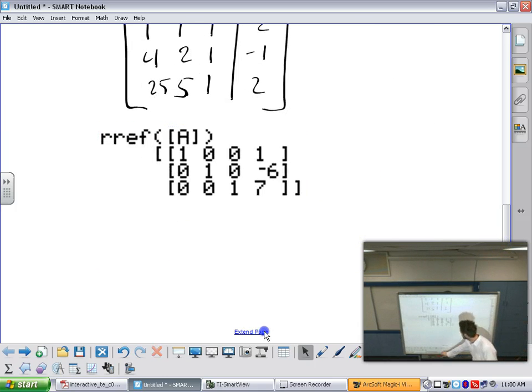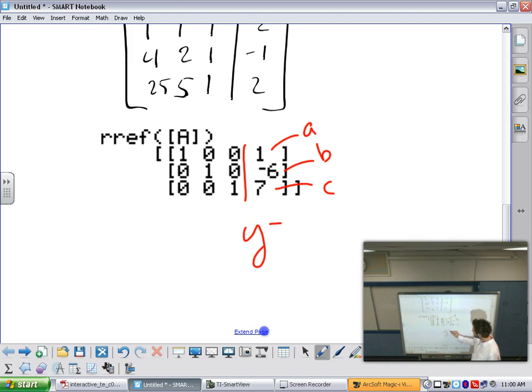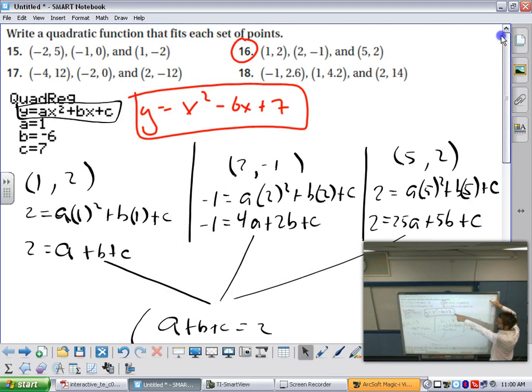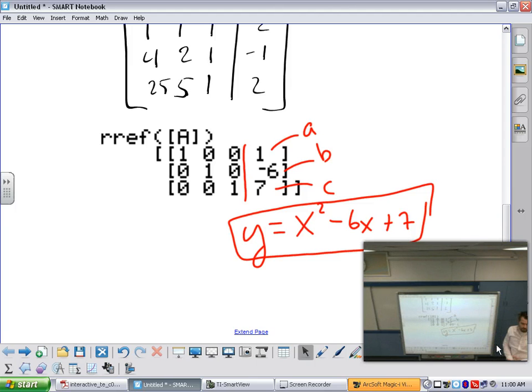That means my answer, first of all, it did successfully put it in reduced row echelon form. I have 1s on the main diagonal, 0s everywhere else. That means this is A, this is B, and this is C. So y equals 1x squared plus, not plus because B is minus 6, minus 6x plus 7, which is exactly the work that your calculator did behind the scenes, except it obviously does it faster.